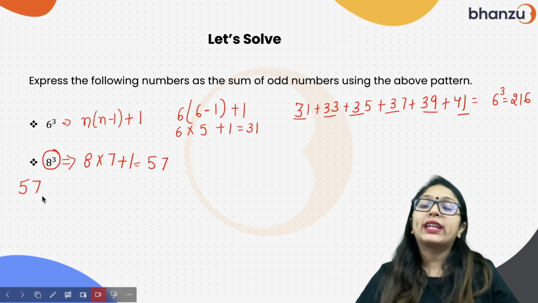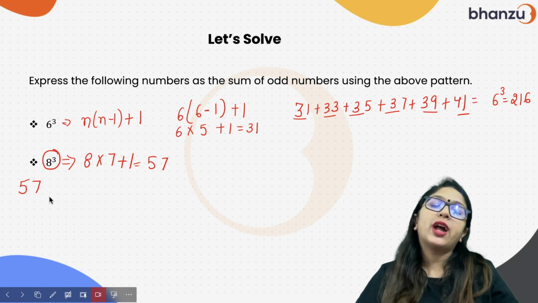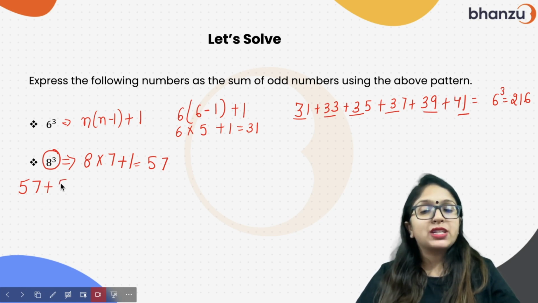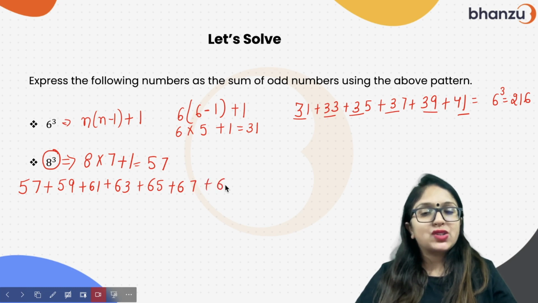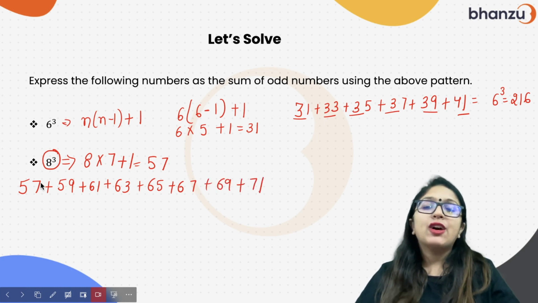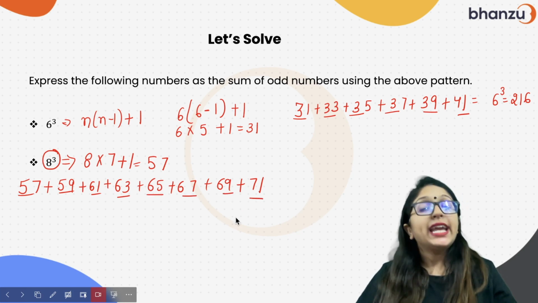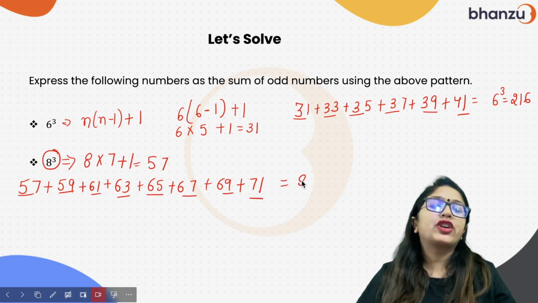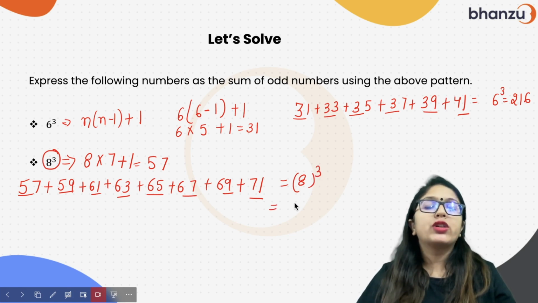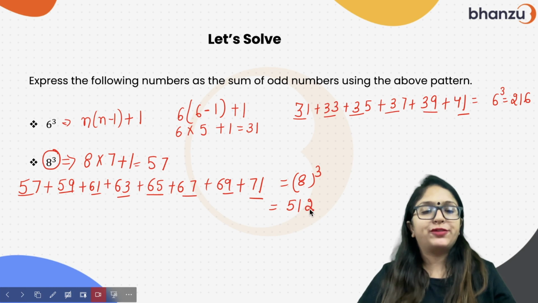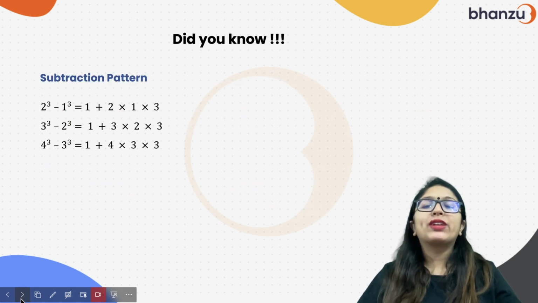Now let's quickly take the sum of the consecutive odd numbers. 57 plus 59 plus 61 plus 63 plus 65 plus 67 plus 69 plus 71. 1, 2, 3, 4, 5, 6, 7, 8. 8 odd numbers are there, and this is going to give me 8 cube, which is equal to 512.